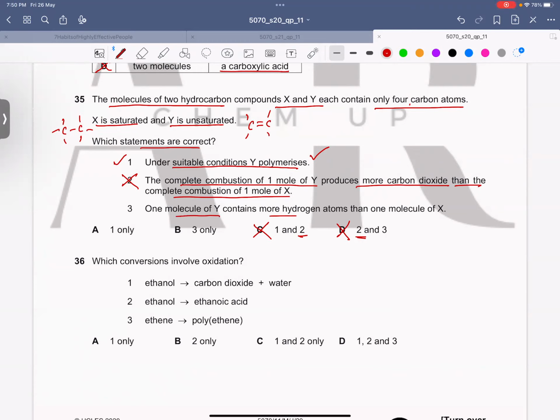One molecule of Y contains more hydrogen atoms than one molecule of X. If Y is unsaturated, then the correct statement would be less hydrogen, not more hydrogen, because due to a double bond, compounds that are unsaturated have fewer hydrogens. So the third statement also goes wrong, and B statement also goes wrong, and your correct answer is A.